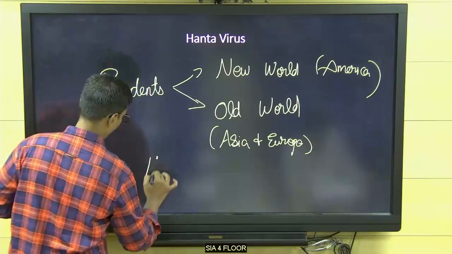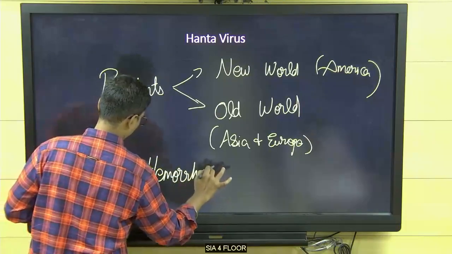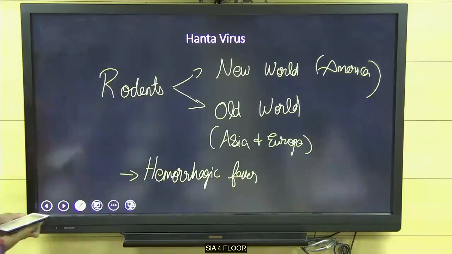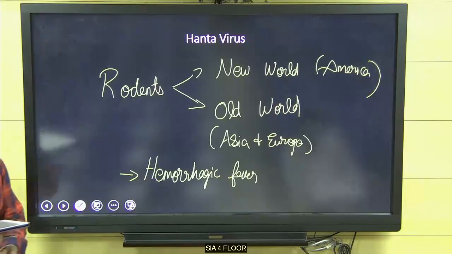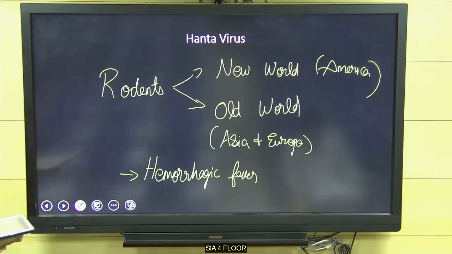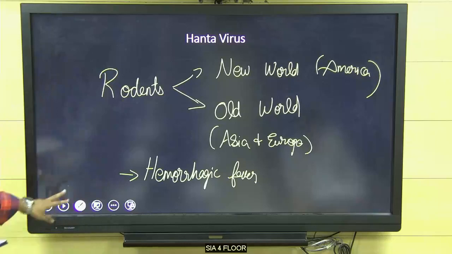It's a hemorrhagic disease. It causes hemorrhagic fever and ultimately death. What is hemorrhagic? Anything that causes blood to leak internally or externally. There are two types of hemorrhage, internal and external. If there's a cut in the skin and the blood oozes out, you call it external hemorrhage. If there is any blunt injury or infection that causes bleeding inside the organs or inside the body, you call it internal hemorrhage. So this is a hemorrhagic type of fever.